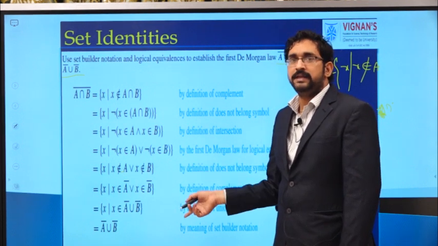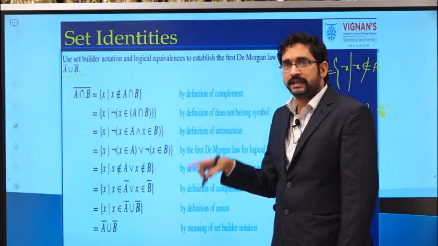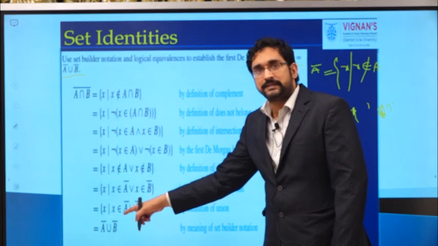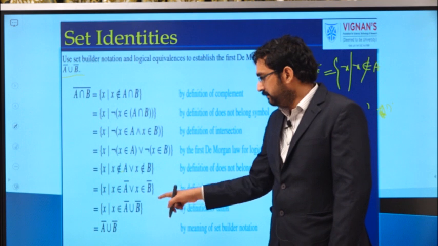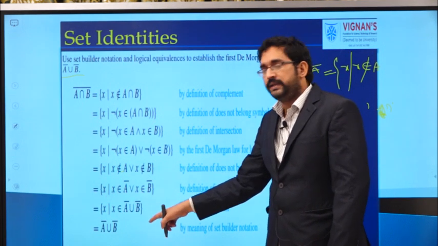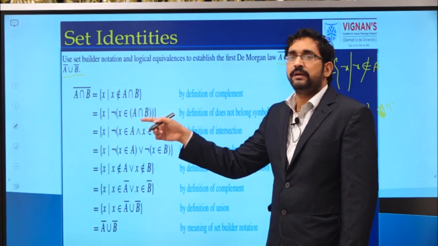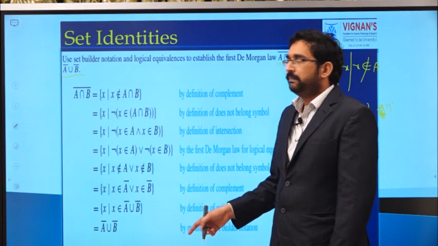If it is in either A complement or in B complement, it will certainly be in their union. So it can be written as the set of all x such that x belongs to A complement union B complement. This set can be written as A complement union B complement. So we proved that A intersection B whole complement equals A complement union B complement.